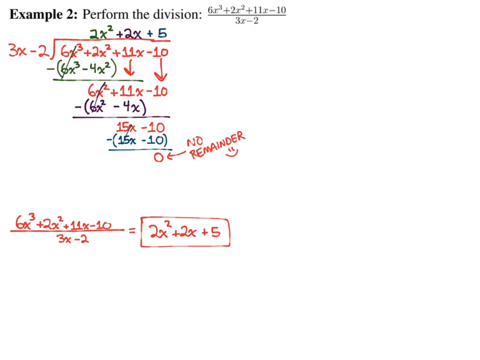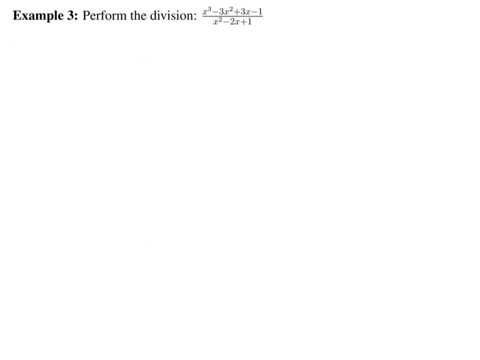By the way, special bonus, it's not actually part of today's lesson, but it will be drastically important later, and it will be highlighted then, so don't stress about it. But this means that 3x minus 2 actually factors into 6x cubed plus 2x squared plus 11x minus 10. 3x minus 2 is actually a factor of it, and that's important later, but don't hurt yourself now. Okay, next example.